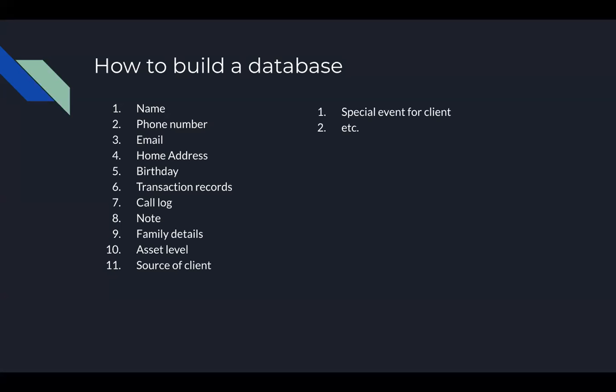And also sometimes you can put in their family details. Are they a family of 4, with 2 kids, 2 daughters, or one son, and what their interests are, and their birthdays. You can give them a birthday present on their anniversary or their kid's birthday. And also their asset level, right? What kind of property can they afford? Are they able to afford investment properties?